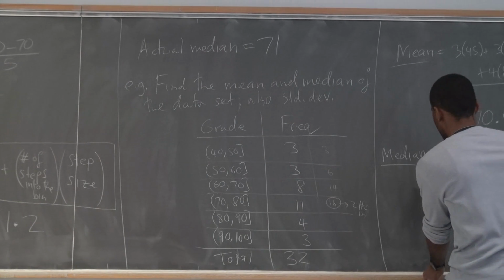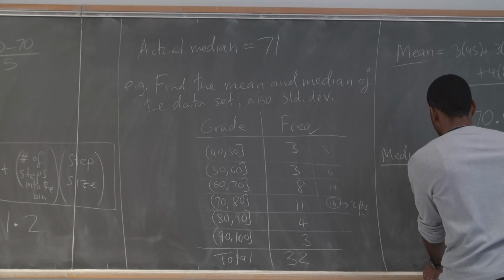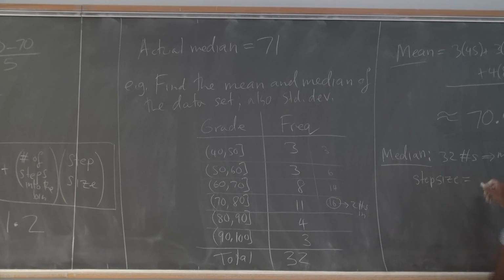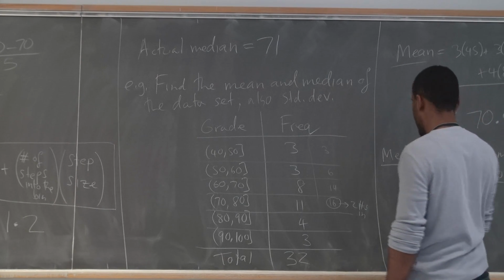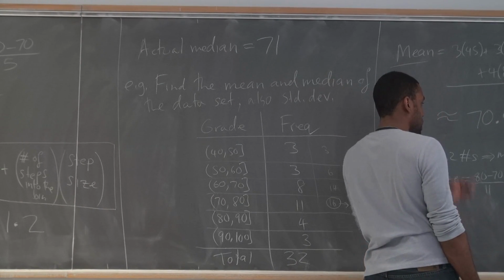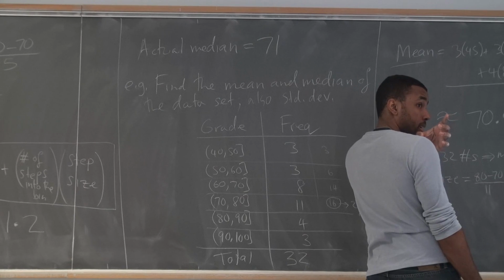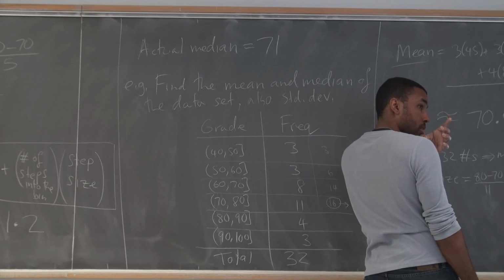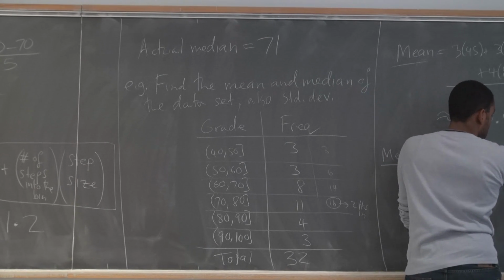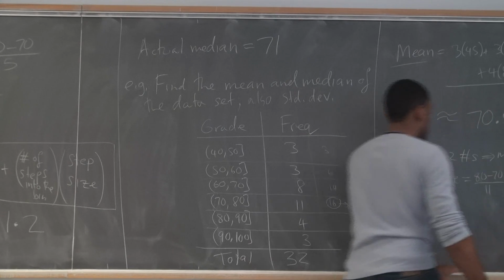So here I'm going to figure out the step size. That's just going to equal the length of the bin, which is 80 minus 70, all over how many people are in this bin? 11. So that's going to be what? 10 divided by 11? 0.90 or 0.91, let's keep it like that.